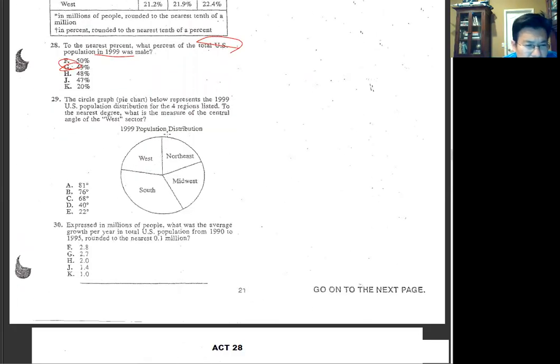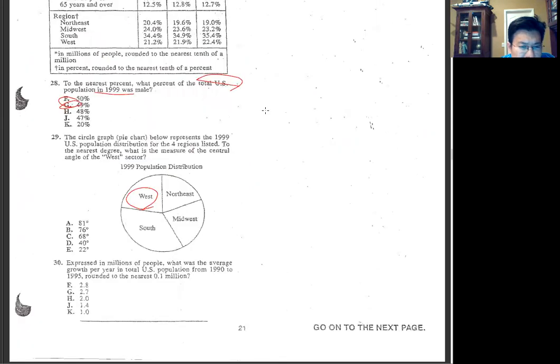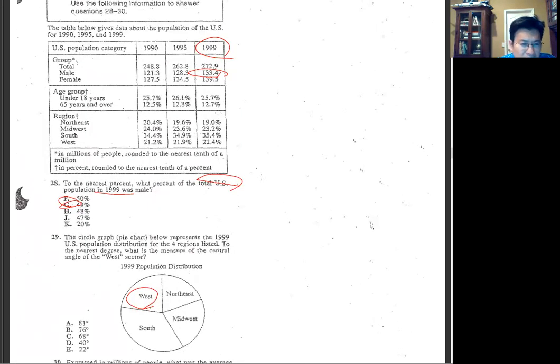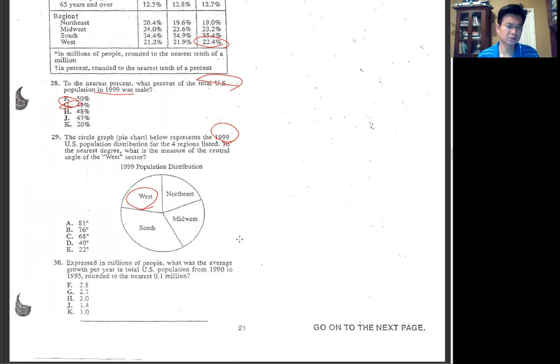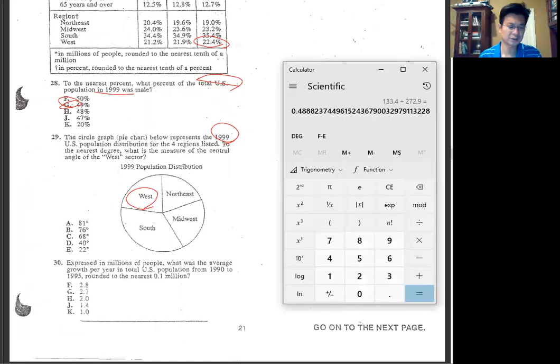In the circle graph, what is the nearest measure of the central angle of West? West, 1999 West is 22%. 22.4 times 360. 81.